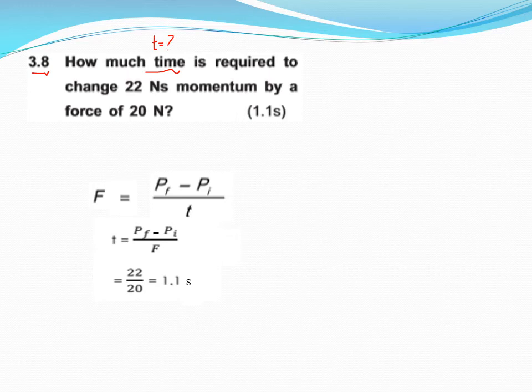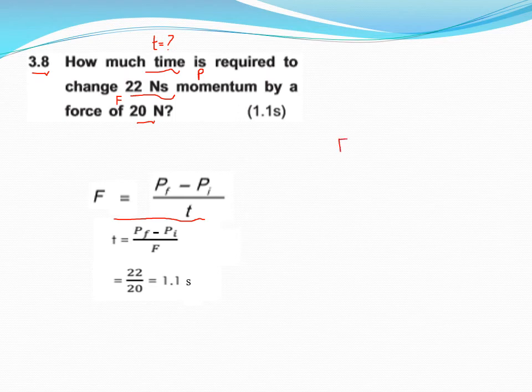Is required to change 22 Newton second, and you know this Newton second is the momentum represented by P, by the force of 20 Newton. F is given. So there's a formula: F equals the change in momentum divided by time. Dear students, you can understand this formula.